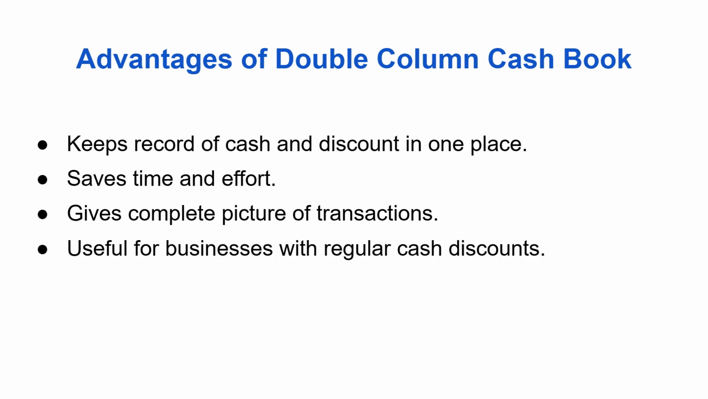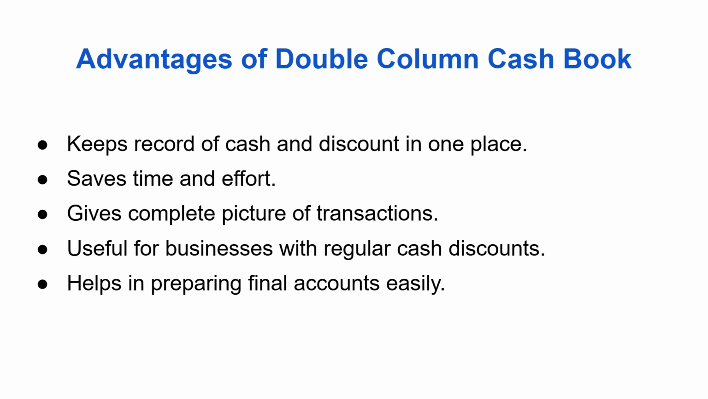Useful for businesses with regular cash discounts. Many businesses offer discounts to encourage quick payments. If such discounts are frequent, maintaining a double column cash book becomes very practical. It makes recording and tracking cash discounts much easier without extra work. Helps in preparing final accounts easily. At the end of the period, totals of cash and discount columns are already available in the cash book. This makes it easy to transfer figures to the final accounts or prepare statements without extra calculations. It improves accuracy and reduces the chances of errors during closing.